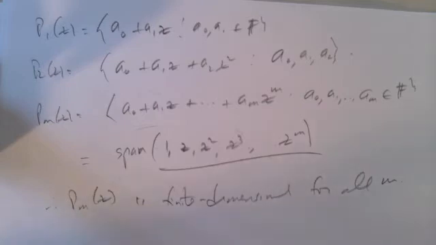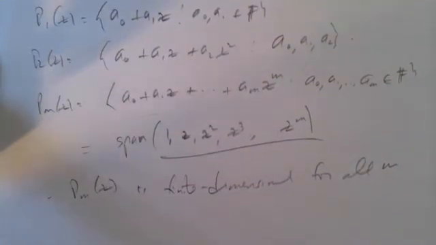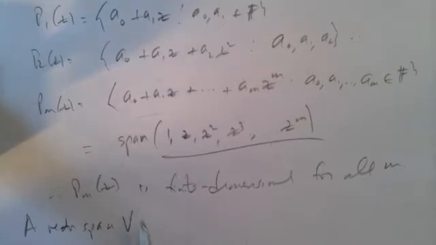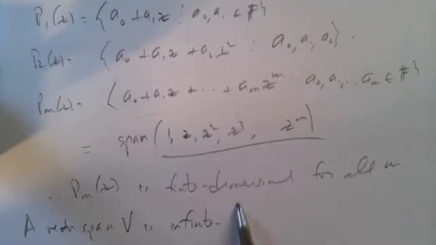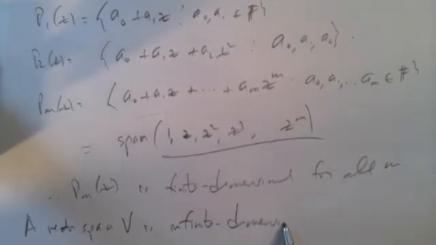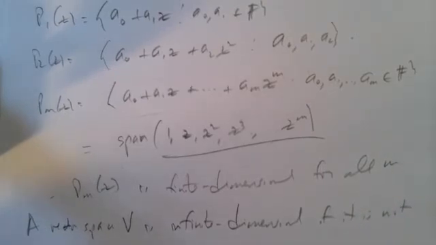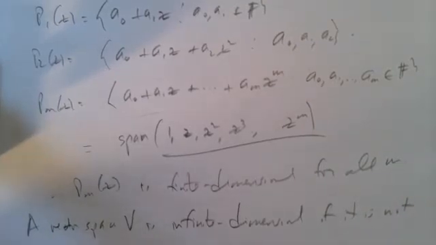All right. Any questions about this? So I defined finite dimensional. You might ask, when do we say that a vector space is infinite dimensional? It has an easy definition. A vector space V is infinite dimensional if it is not finite dimensional.